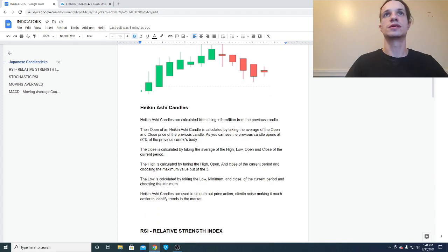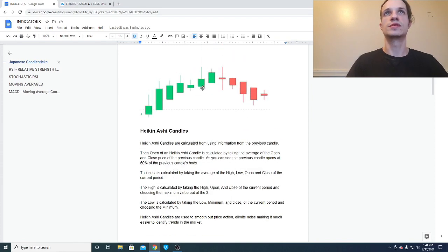Heikin-Ashi candles are calculated using information from the previous candle. So the information from this candle is used to calculate what's going on in this candle. Same with this: the information in this candle is used to calculate the information on this candle.